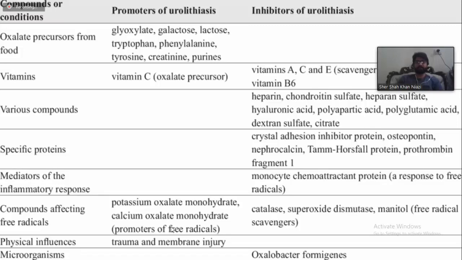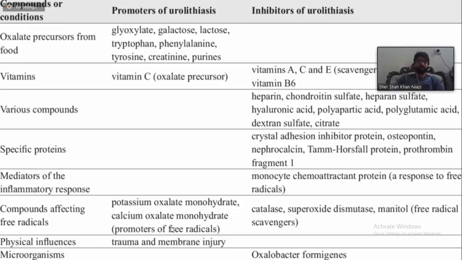Mediators of the inflammatory response, like monocyte chemoattractant protein, are also inhibitors of urolithiasis, and so are compounds which affect free radicals. The promoters of free radicals, like potassium oxalate monohydrate and calcium oxalate monohydrate, promote urolithiasis, whereas free radical scavenger compounds like mannitol, superoxide dismutase, and catalase all inhibit urolithiasis. Physical influences like trauma and membrane injury also promote urolithiasis, whereas among microorganisms, as we have already studied in oxalate stone formation, oxalate-degrading organisms are involved in inhibition of urolithiasis.